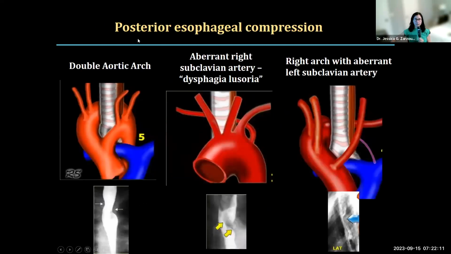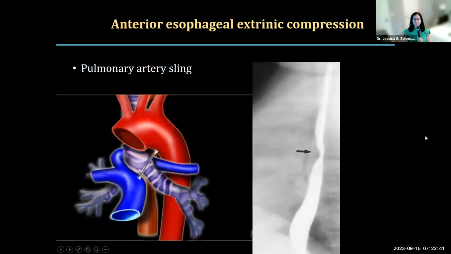So again, these are causes of posterior esophageal compression. We'll see this in a double aortic arch as the arch wraps around posterior to the esophagus. We see it in the setting of an aberrant right subclavian artery that is coursing around posterior to the esophagus. And we can also see it in the setting of a right arch with an aberrant left subclavian artery that's coursing posterior to the esophagus. So all three of these vascular anomalies can cause this posterior compression upon the mid-esophagus.